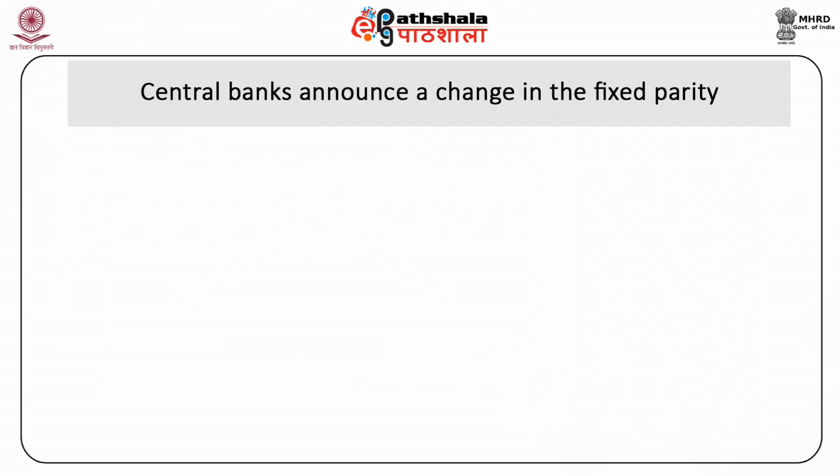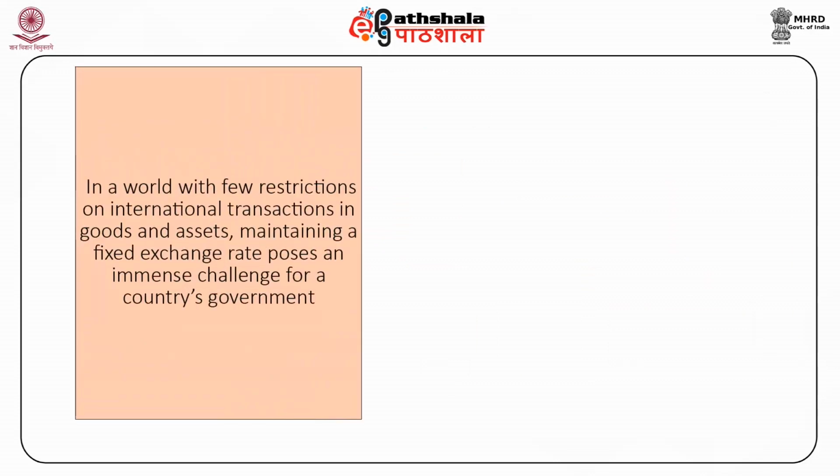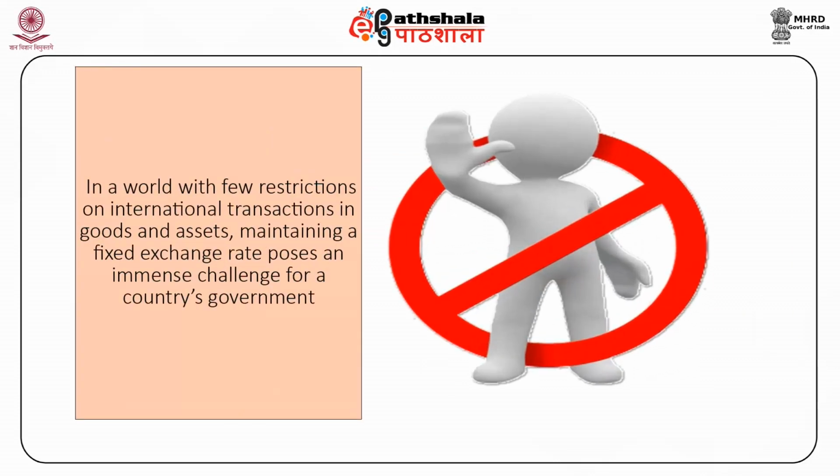Occasionally, central banks announce a change in the fixed parity. They may either devalue or revalue the domestic currency depending on the macroeconomic situation. In the case of devaluation of the rupee, the price of foreign currency increases. Example, from $1 equals rupees 60, the fixed parity becomes $1 equals rupees 75, while foreign currency becomes cheaper in the case of revaluation of the rupee. In a world with few restrictions on international transactions in goods and assets, maintaining a fixed exchange rate poses an immense challenge for a country's government.